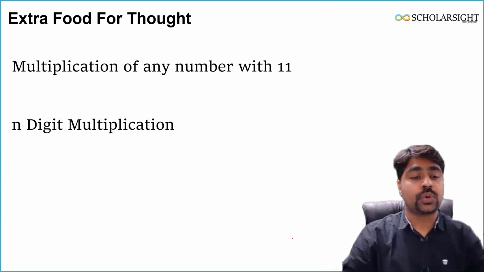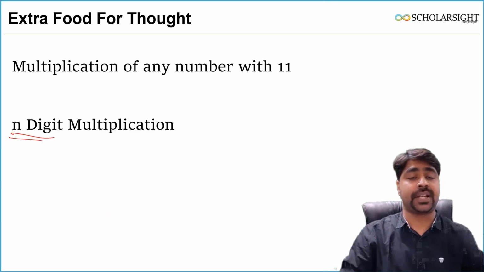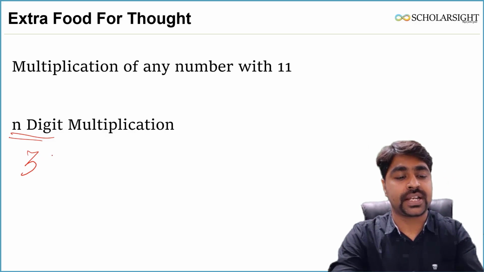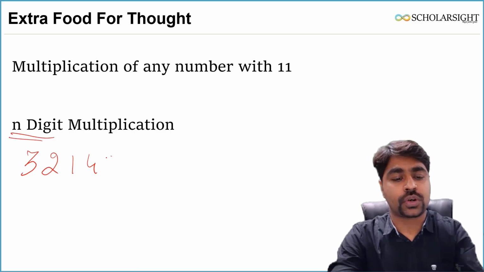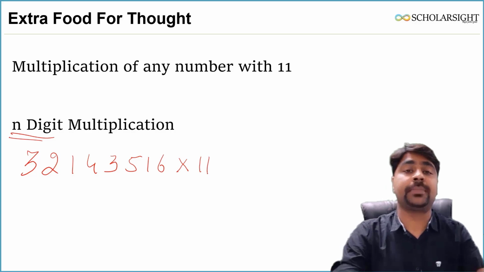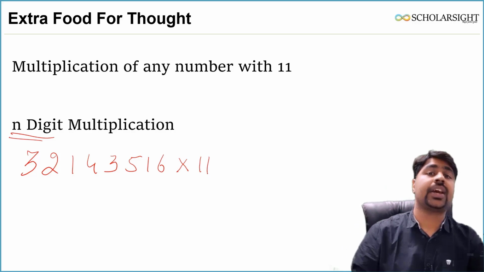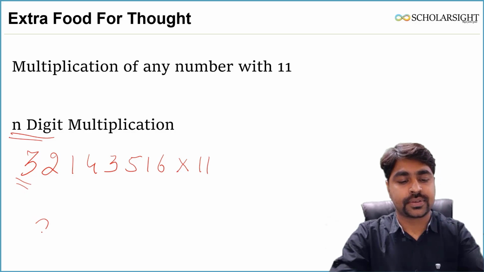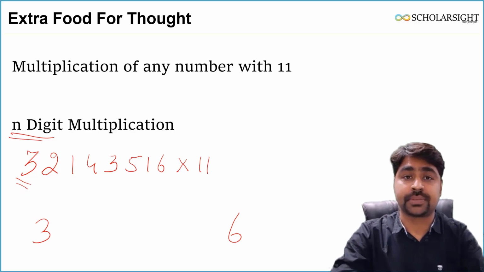If I needed to do for an n-digit multiplication, that means any number of digits are there. For example, the number is 321435116. Okay, and this I have to multiply by 11. Just see, will I be able to do that? Yes, I will be. Write a 3, write a 6, extreme numbers.